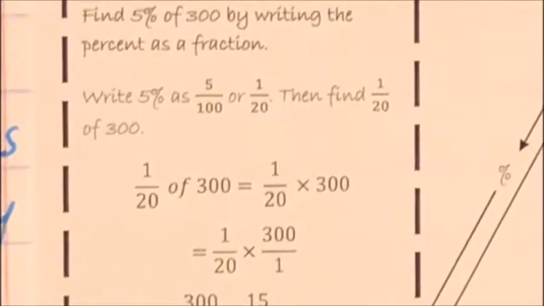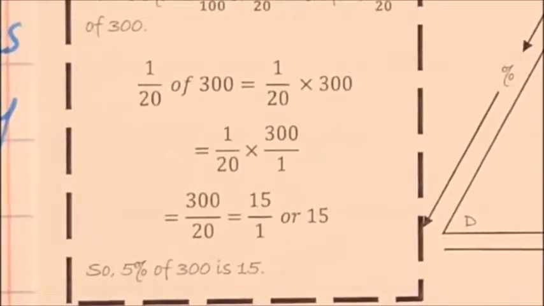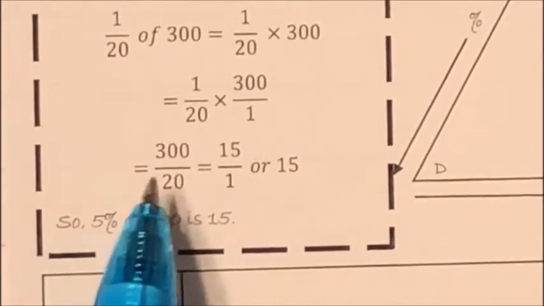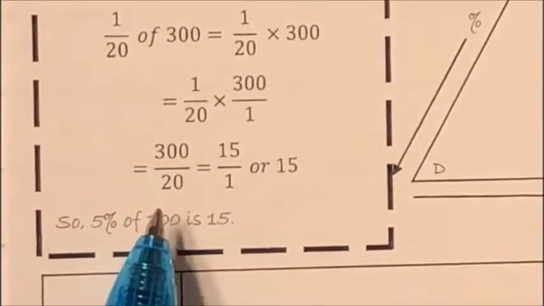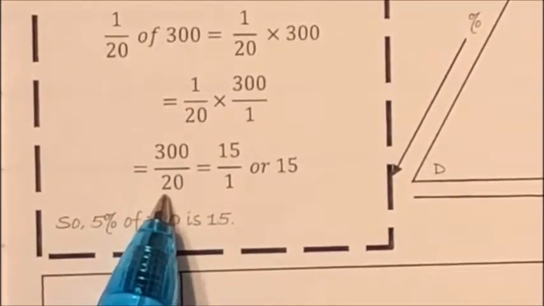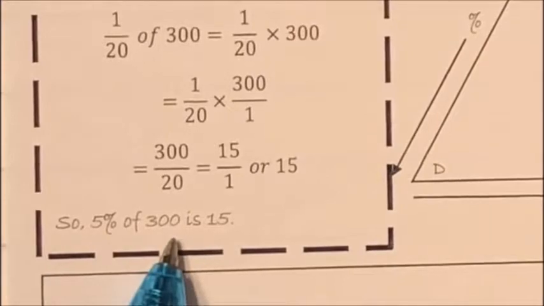So 1/20th of 300 means 1 over 20 times 300. Well, I can rewrite 300 over 1. So 1/20th times 300 over 1. Well, 1 times 300 gives me 300. 20 times 1 gives me 20. I can simplify. Okay, I can divide both of these by 20. 300 divided by 20 gives me 15. 20 divided by 20 gives me 1, or just 15. So 5% of 300 is 15. Okay? Let's look at the other problem.